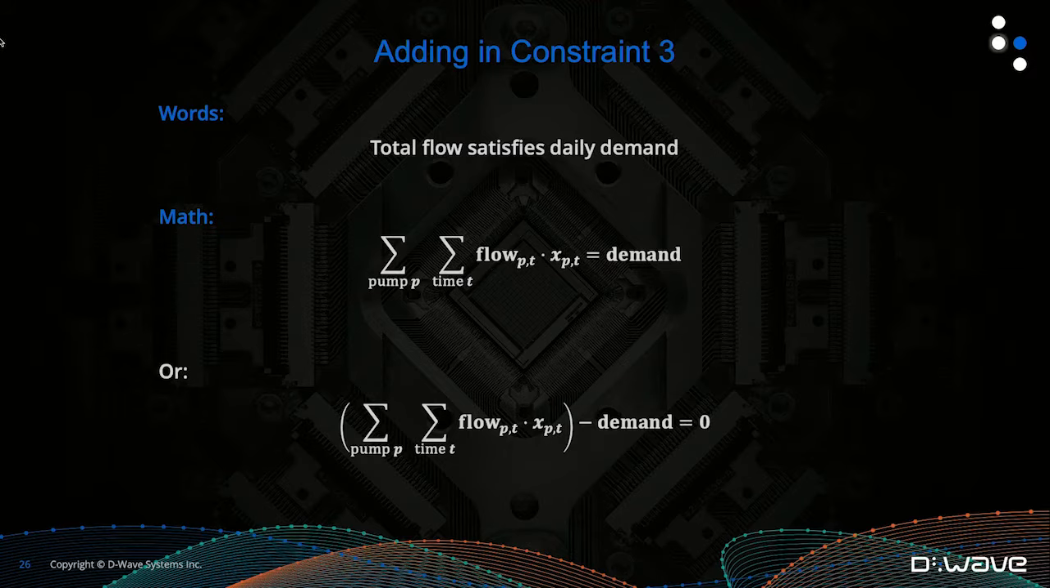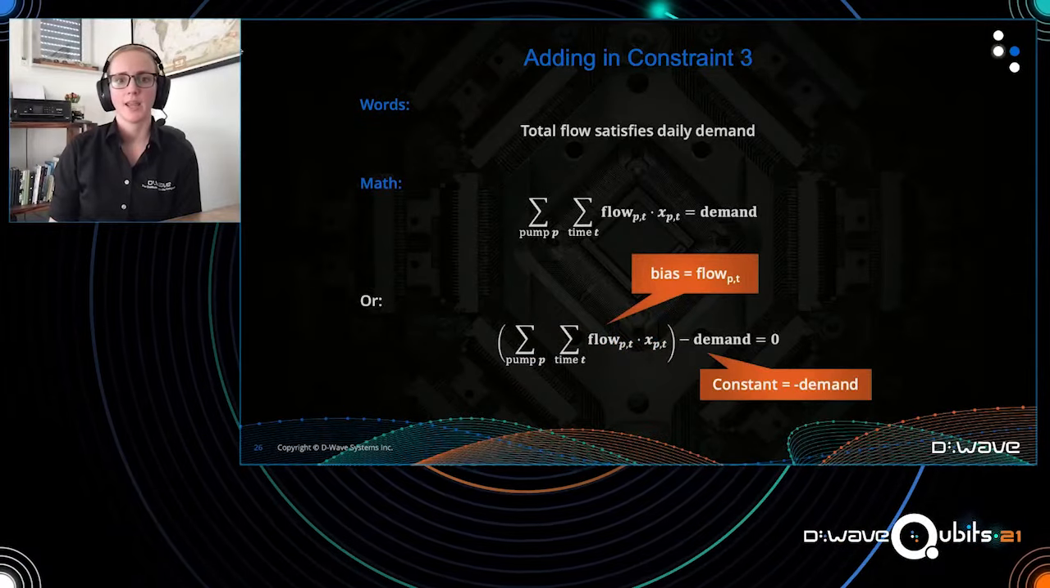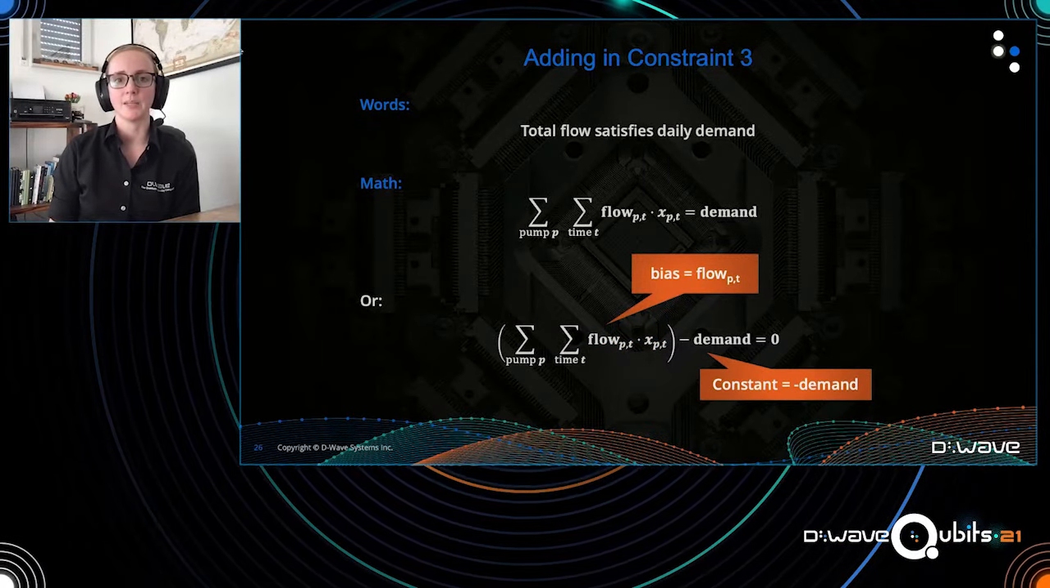So here we have our coefficients or biases are these flow numbers. Those were input. We had all of that information when we got started. And so those are going to be our biases in that summation. So bias of flow, and our constant is going to be negative demand.